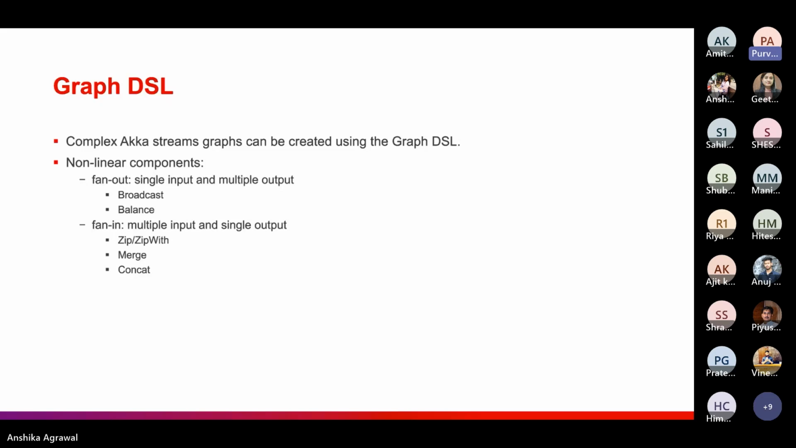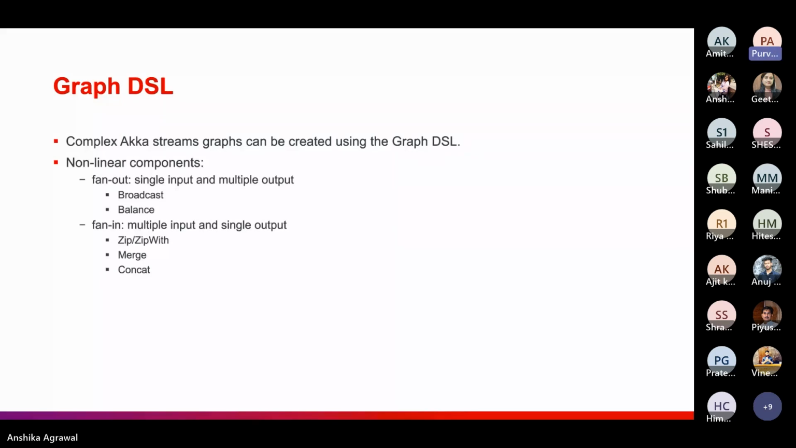So the graph DSL provides a higher level of abstraction for constructing stream processing graphs using a visual and intuitive syntax. Instead of using the traditional linear chaining of stages with operators like map or filter, the graph DSL allows you to define a graph of interconnected processing stages using various graph building blocks. So we have some of the basic components. Key components of this are shapes, operations, and connections.